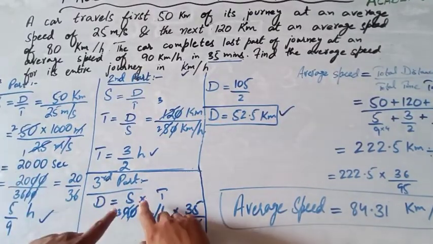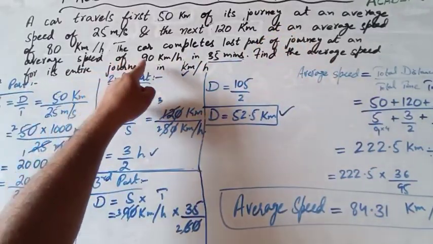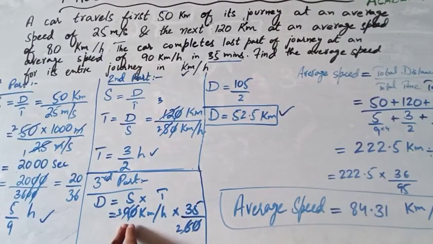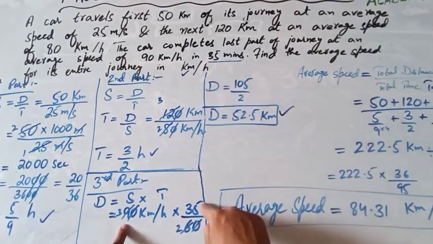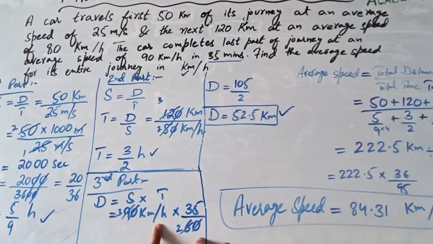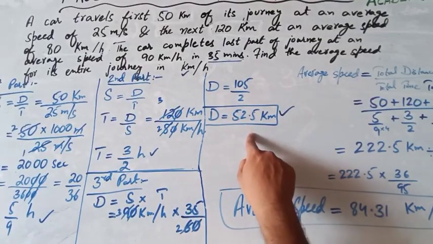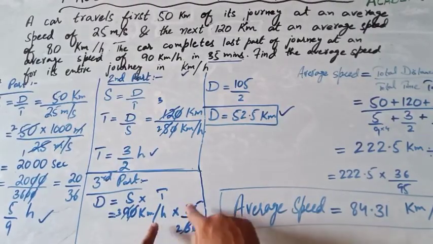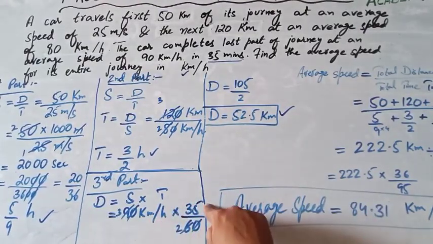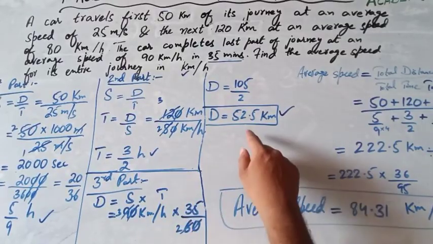So the third part of the journey, the car completes the last part of the journey at an average speed. Speed is given in kilometers per hour and time is given in minutes. Over here it's kilometer per hour, so time should be in hours. From minutes to hours we will divide 35 by 60, and we will simplify them. So we will get the answer of distance in kilometers. So the units must be the same. This was in minutes, this was in hours, so this should be in hours, so that whatever answer we get would be correct.